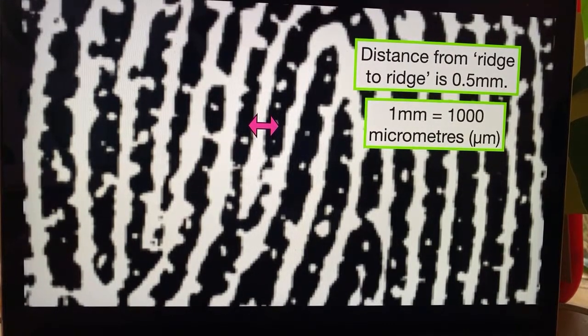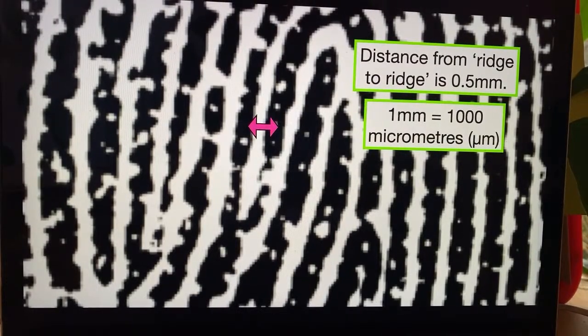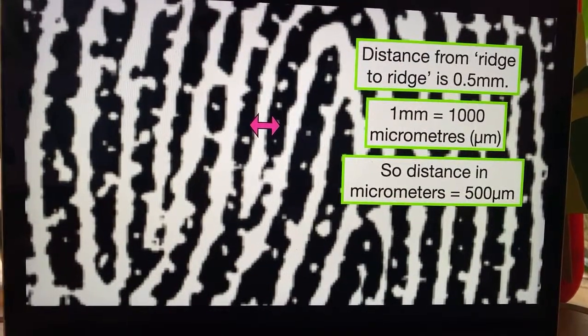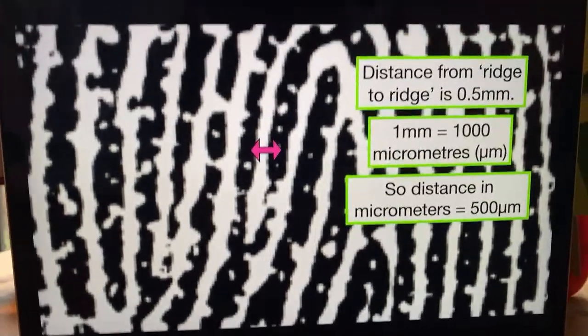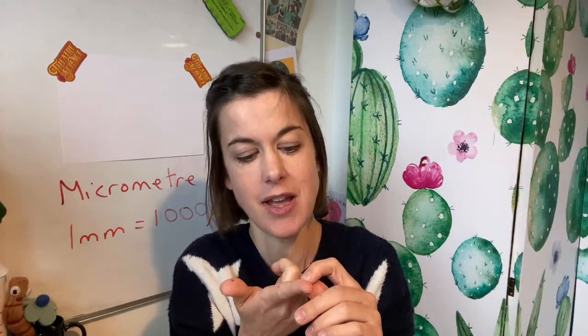What's the width from ridge to ridge in micrometers if it's half a millimeter wide and there's 1,000 micrometers in a millimeter? 3, 2, 1. It's 500, isn't it? Well done if you got that. So yeah, that might help us to visualize it. Have a look at your fingertip. The distance between those lines there, 500 micrometers.